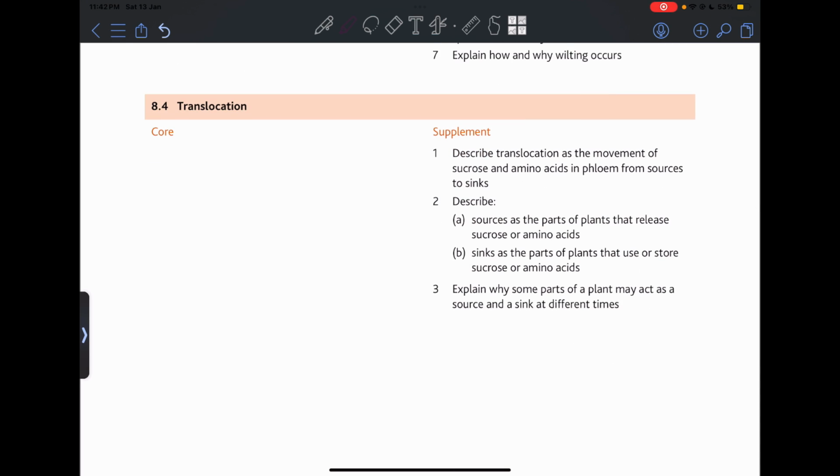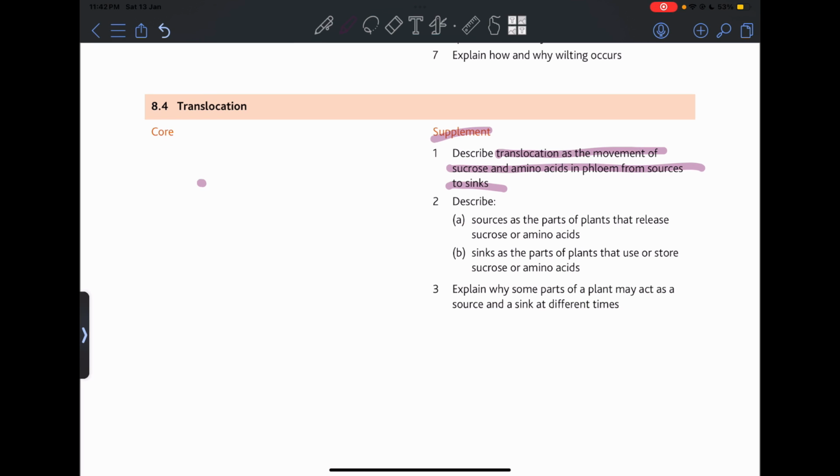8.4 says translocation. There's no information for core students about this. This is only for extended students. Number 1 says describe translocation as the movement of sucrose and amino acids in the phloem from sources to sinks. So you have to describe, define this. In the exam, sometimes they will ask you to define translocation.